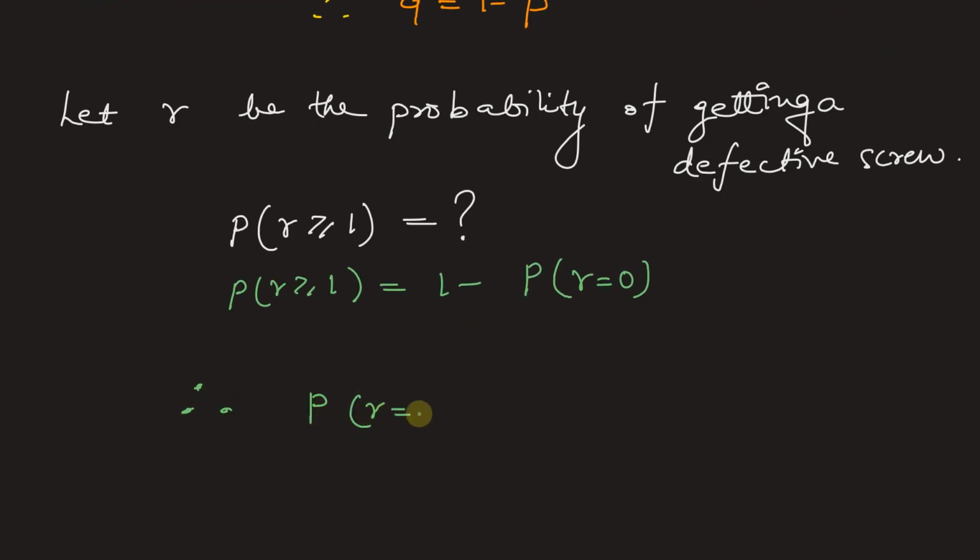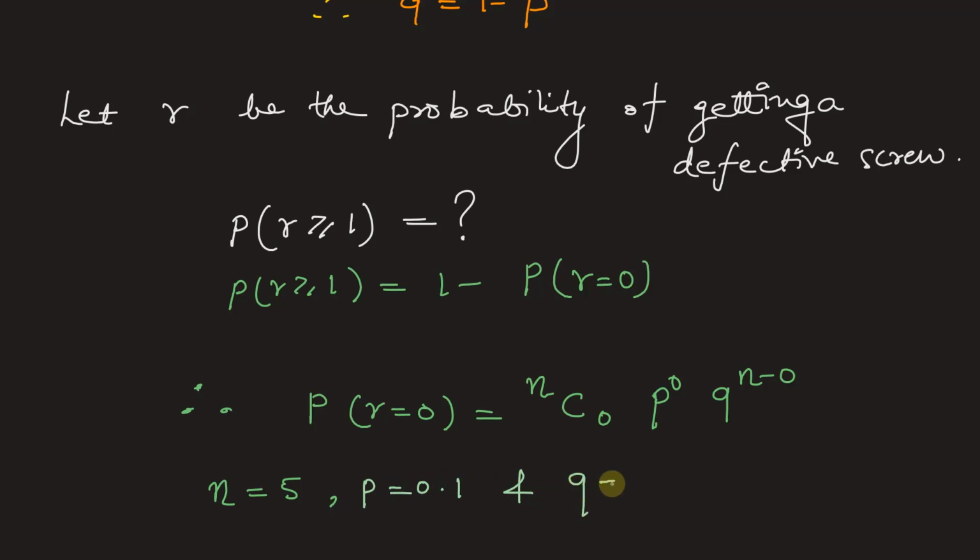Therefore, we can say P of R equal to 0 is, from binomial probability distribution, nC0 P to the power of 0 and Q to the power of n minus 0, which is n. And in the problem, it's given that each packet contains 5 screws. Now P here is the probability that a screw manufactured by the company is defective, which is 0.1. So let's write P is equal to 0.1. And from here we can also calculate Q, which is 1 minus P. So this will be 0.9.